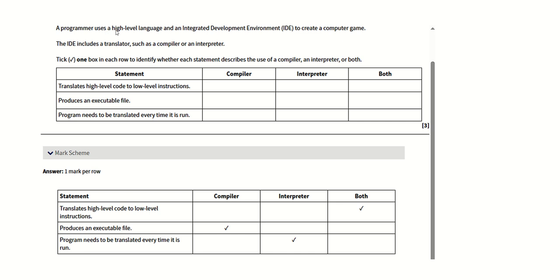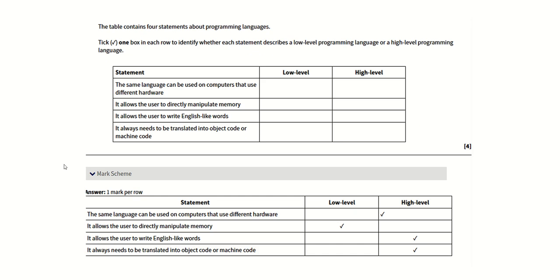Alright, tick in the box. A programmer uses a high-level language and an IDE to create a computer game. IDE includes a translator, such as a compiler and interpreter. Tick one box in each row to identify whether the statement describes the use of a compiler and interpreter or both. Okay. Well, they both translate high-level code, so that's going to be both. Produces an executable. Compiler. Program needs to be translated every time it's run. Interpreter. There you go. 3 easy marks.